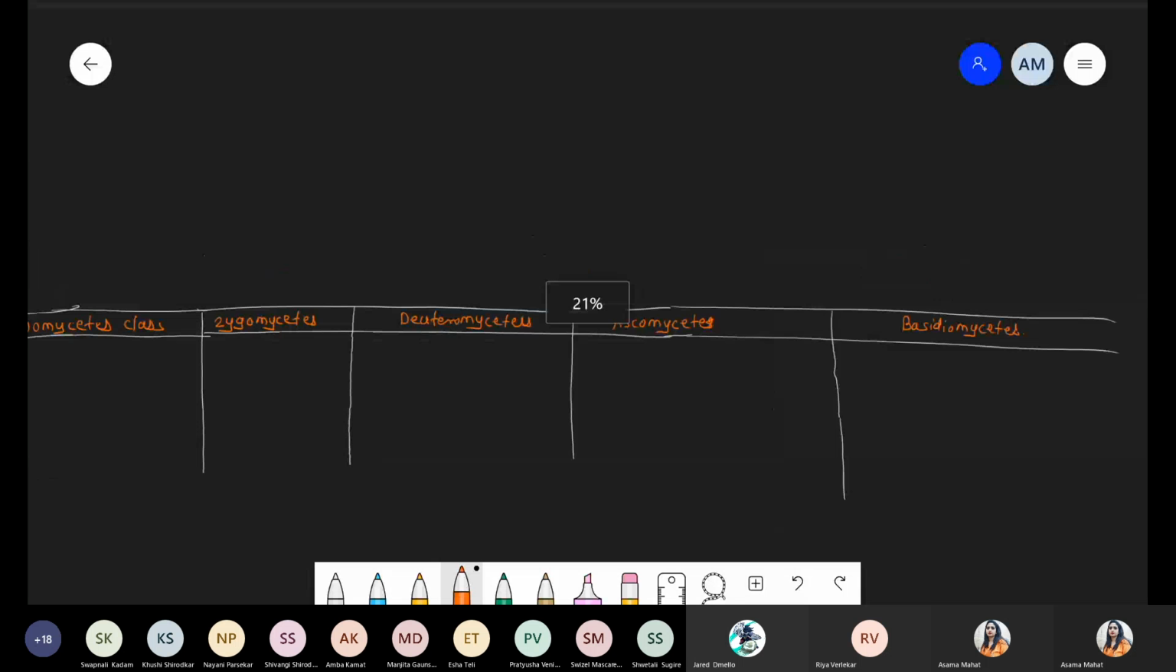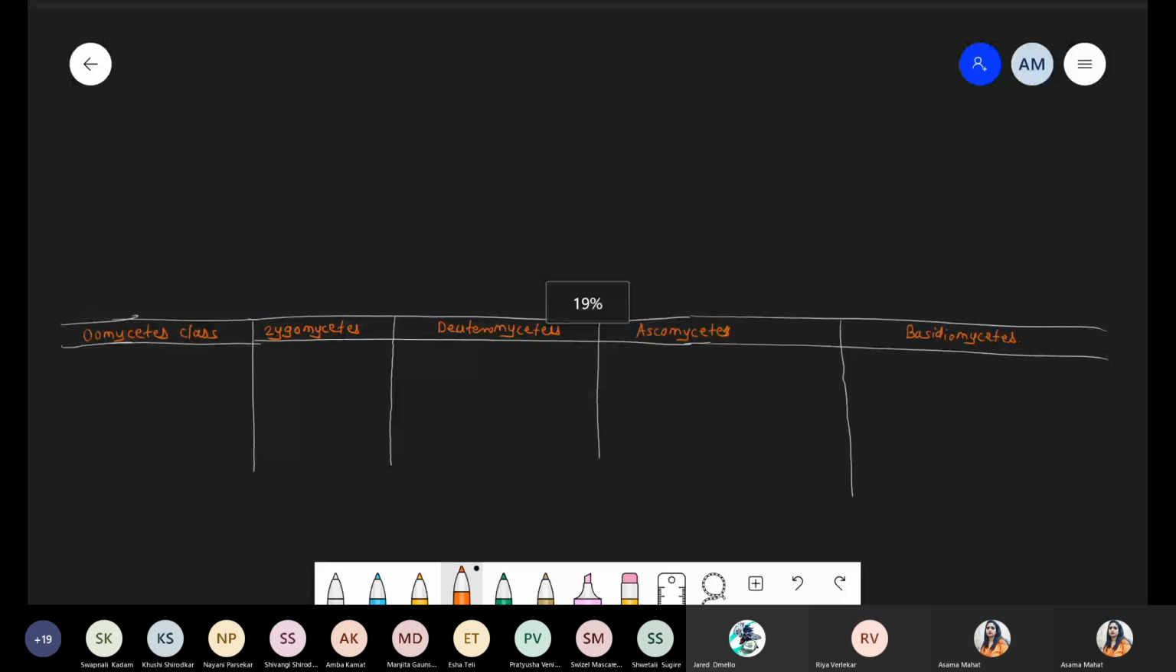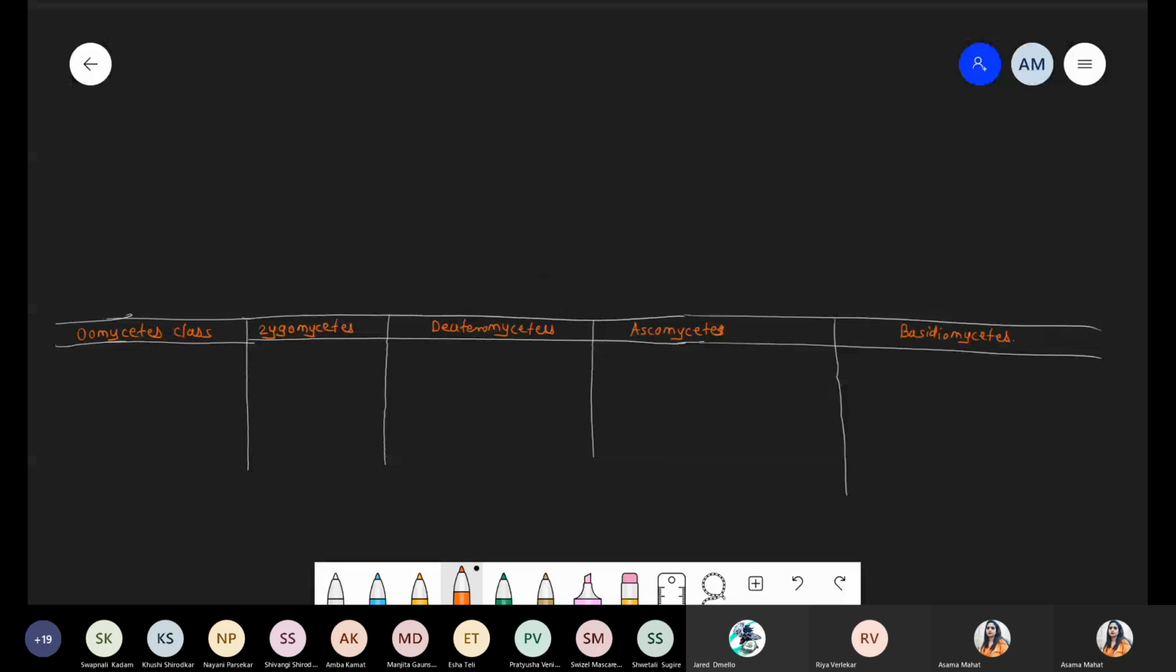Okay. So first of all, we are talking about total 5 different classes: Oomycetes, Zygo, Deutero, Asco, and the Basidio. Once we finish this table, then we start different types, means with respect to differentiation. Should I continue?